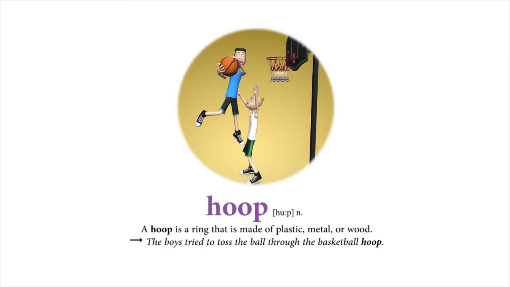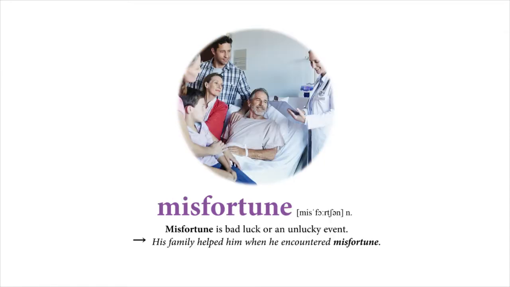Hoop. A hoop is a ring that is made of plastic, metal, or wood. The boy tried to toss the ball through the basketball hoop. Misfortune. Misfortune is bad luck or an unlucky event. His family helped him when he encountered misfortune.